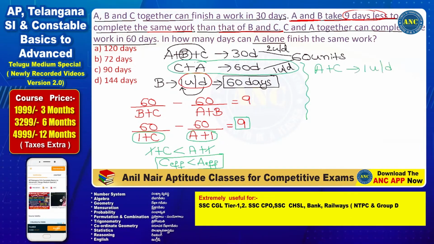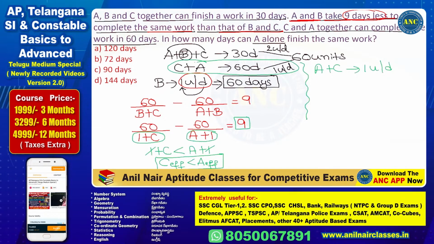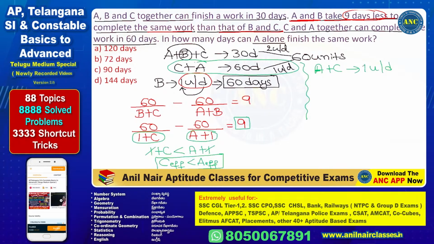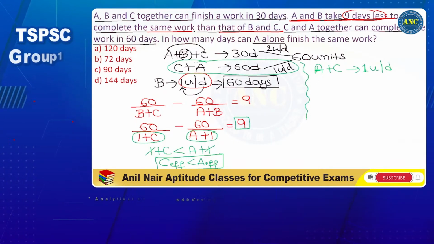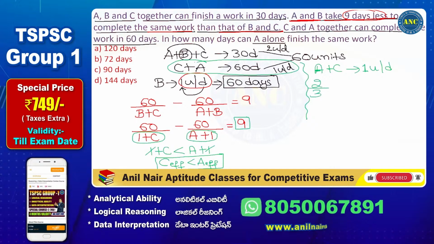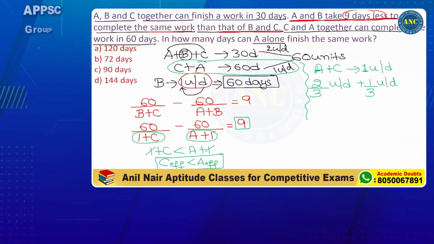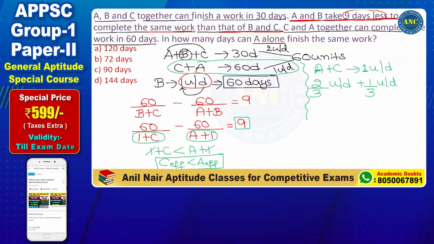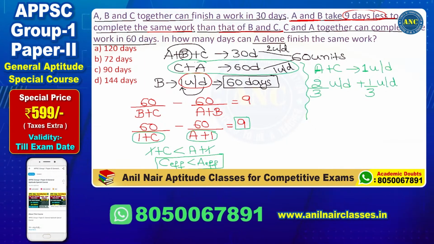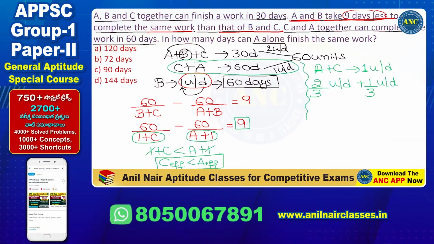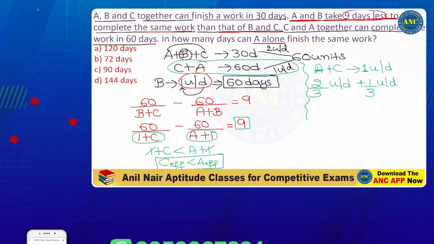And we also know A's efficiency is greater than C's efficiency. So the sum of two numbers should give you 1. The only possible case is 2 by 3 units per day and 1 by 3 units per day. There is no other possible case wherein you will get the sum as 1 of two numbers. So A is equal to 2 by 3 units per day and C is equal to 1 by 3 units per day.